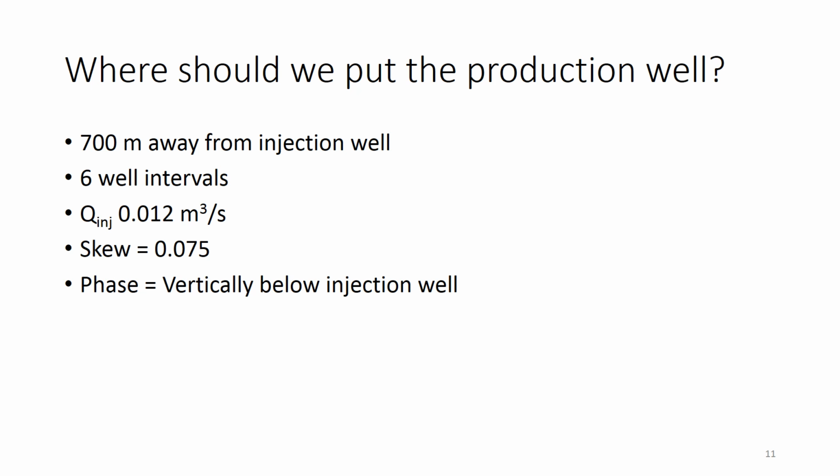Just to wrap things up, where should we put the production well? We should put it 700 meters away from the injection well with 6 injection intervals, a Q of 0.012 meters cubed per second, a skew of 0.075, and a phase vertically below the injection well.